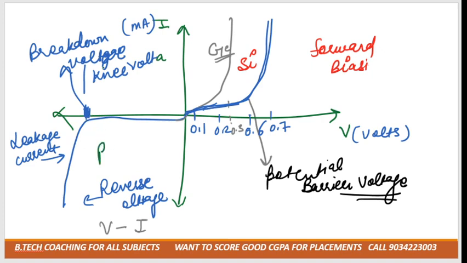This is the case for reverse bias. Breakdown voltage is the voltage at which, as we are increasing the voltage, the current will flow. Clear?